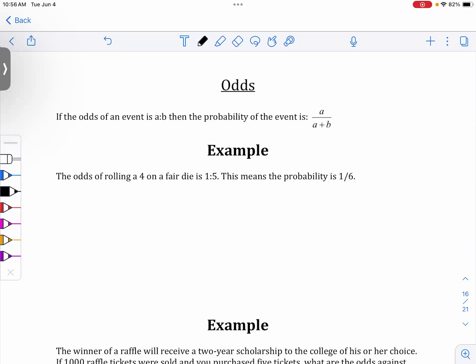So the odds of rolling a 4 on a fair, normal 6-sided die. It didn't specify, but we are talking about a regular die. So we know the probability of getting a 4 is 1 out of 6, numbers 1, 2, 3, 4, 5, 6. There's 1 four out of 6 possibilities. That's 1 out of 6. So probability, you're probably more familiar with. Odds are read as for to against.